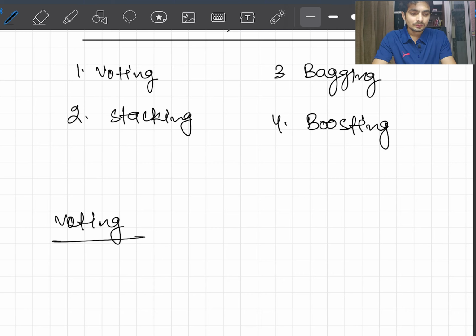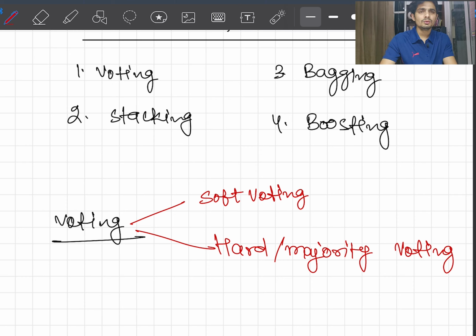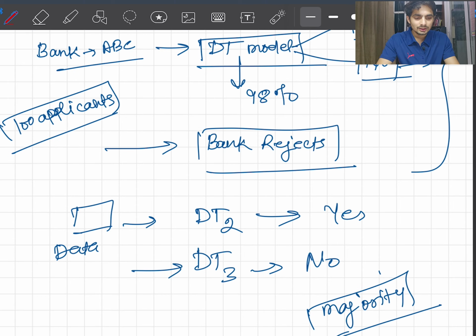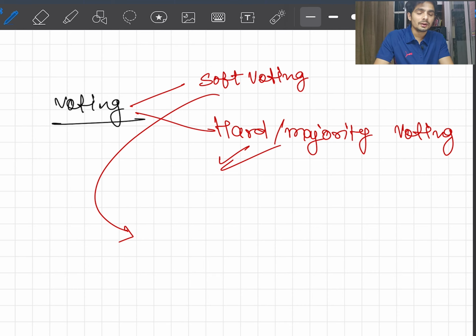Voting is further classified into 2 different models: soft voting and hard voting. Hard voting, or majority voting, is what we just discussed, right? We take the results from multiple models, see the majority class, and that's your final output. But soft voting is a little different.